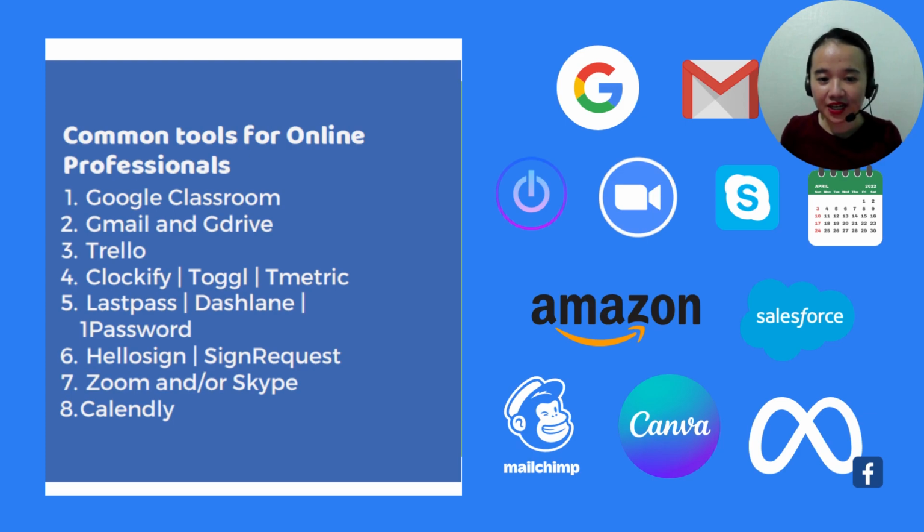Fifth would be LastPass, Dashlane, and 1Password. From the names of these apps, we can already assume that these are for keeping emails and passwords, which are very crucial account information. Keep them safe and secured. Six would be HelloSign and SignRequest, which are more applicable to real estate virtual professionals. Seven would be Zoom and Skype, for conferencing and taking virtual meetings and calls. Eight would be Calendly, an appointment setting app that can be useful to book teleconsultations or set appointments with different kinds of clients.